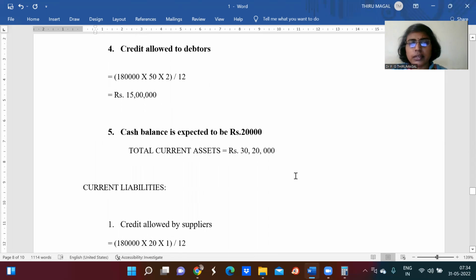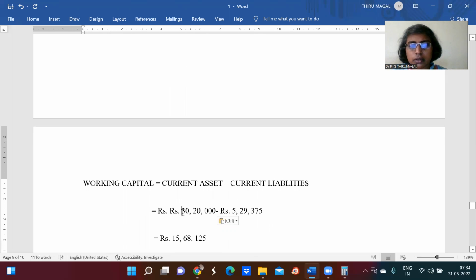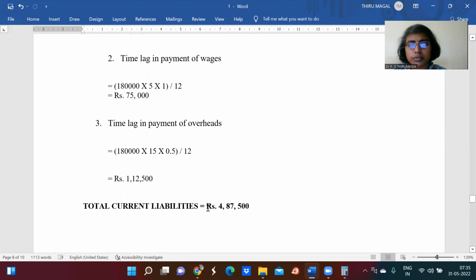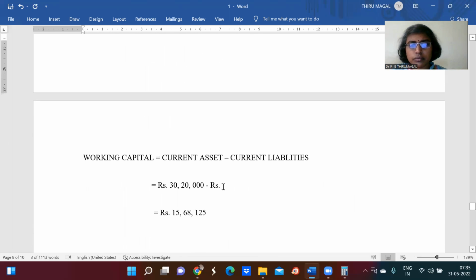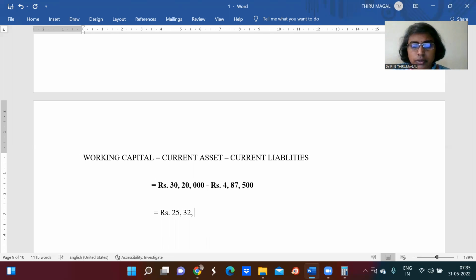The next step will be identifying the working capital requirement of the problem. The total current asset is 30,20,000, minus the total current liability, which is rupees 4,87,500. Subtracting these two values, we'll get the working capital requirement. That is 30,20,000 subtracted with 4,87,500, which is 25,32,500. This is the working capital required to finance this particular company.